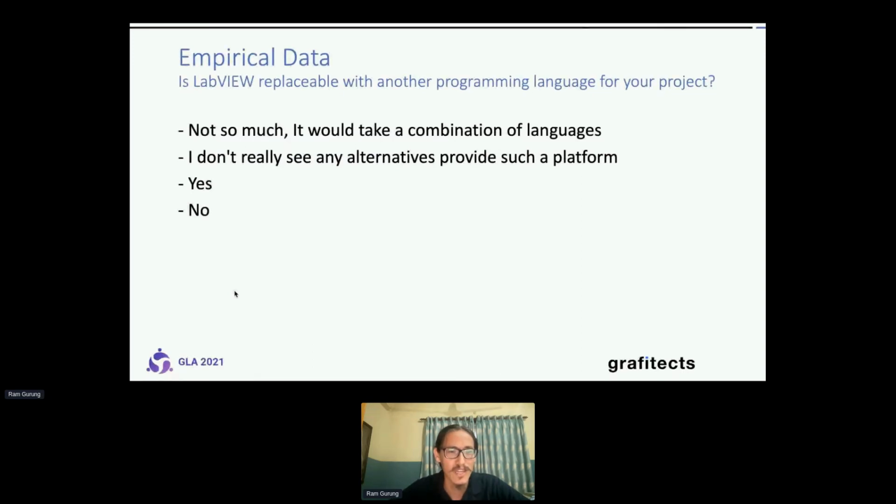Some people said not so much, or it would take a combination of languages, because some of the projects would require that, and they don't see any other alternatives that provide such a platform. So this is a key point. And some said readily yes and no. This was a majority of the answers.